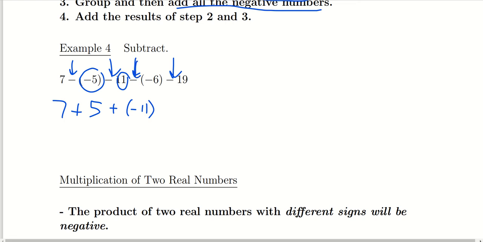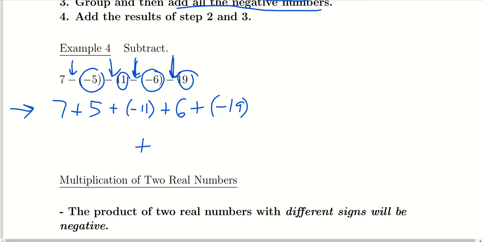This subtraction here I need to change to a positive by taking the opposite of negative 6, which is positive 6. And we now need to change this subtraction to addition by changing the positive 19 to its opposite, which is negative 19. Now that we've done this, we have a problem that only involves addition. Let's add the like types together.